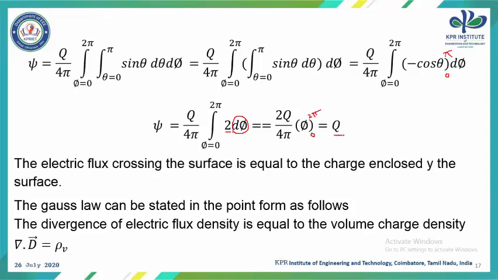Now the electric flux crossing the surface is equal to the charge enclosed by the surface. Gauss law can be stated in the point form also. The divergence of electric flux density is equal to the volume charge density. That means del dot D equal to rho v. This is the point form of Gauss law.